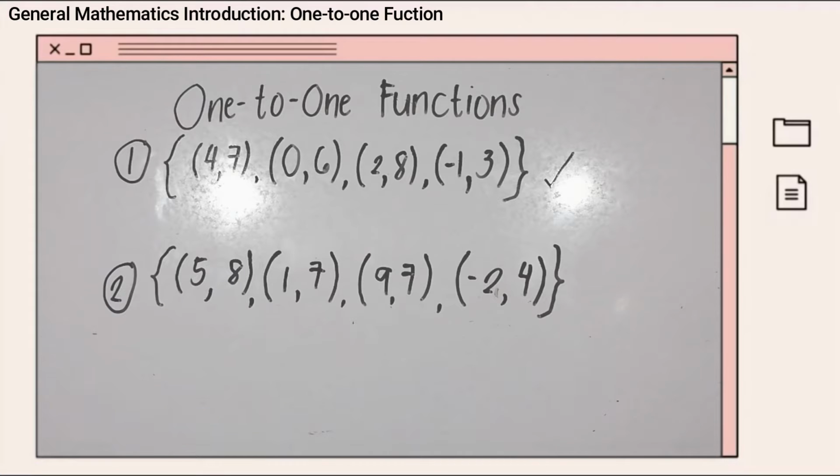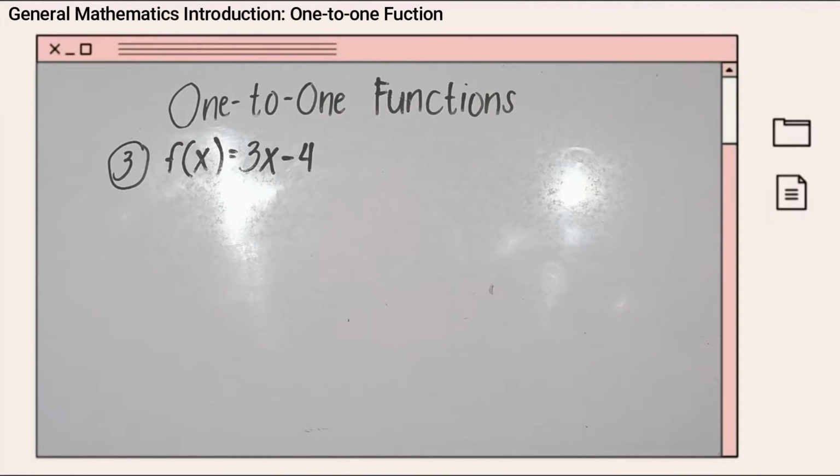Now, given 2, let us look at the y values or the outputs. We can see here that 7 is repeated. So, this is not a one-to-one function.